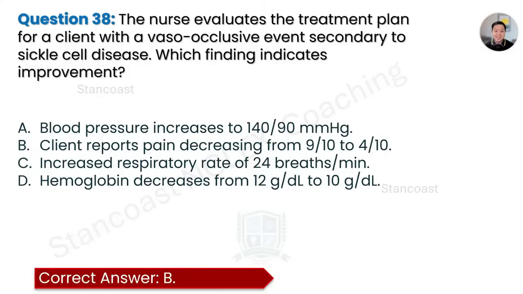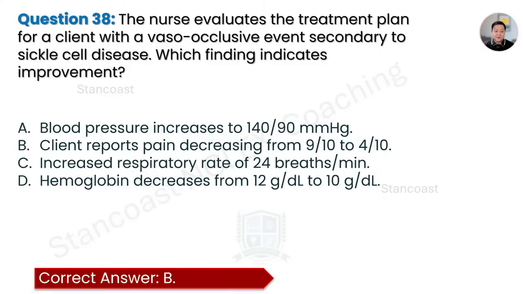The answer is letter B, because a decrease in pain can be a very significant indicator in the improvement of the vaso-occlusive event. And we know that pain management is a central aspect of the treatment. So in this question, you have to look for direct measures of improvement related to the condition. And in sickle cell disease, pain relief is a primary outcome, making a decrease in pain the best indicator of improvement.